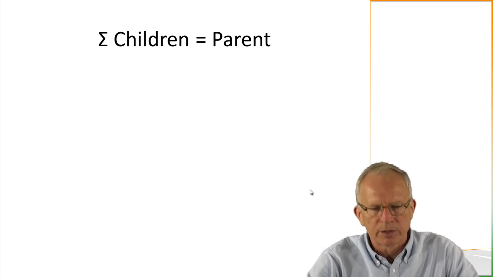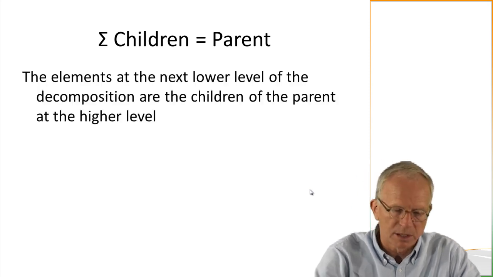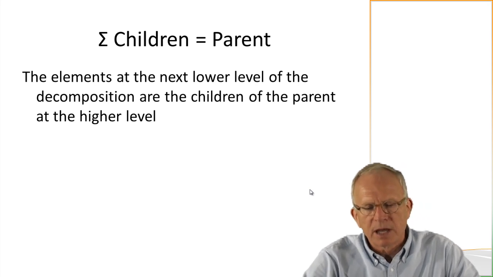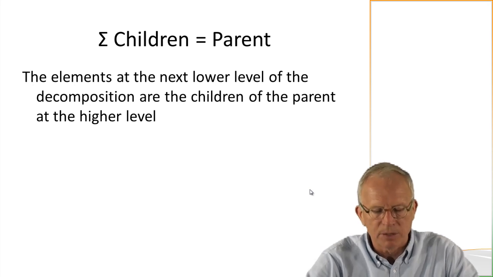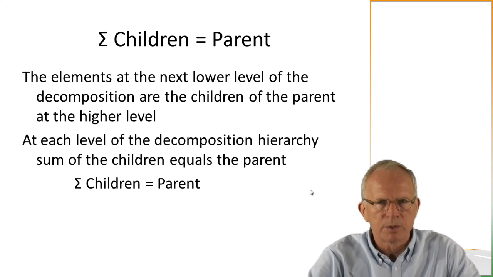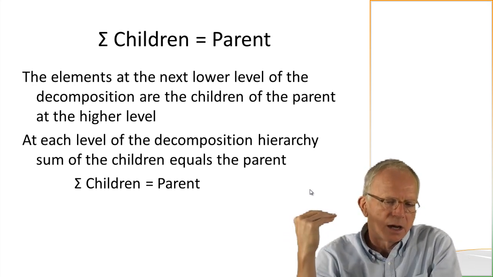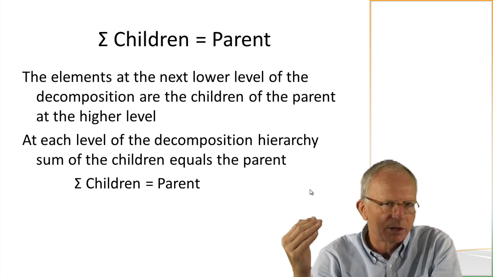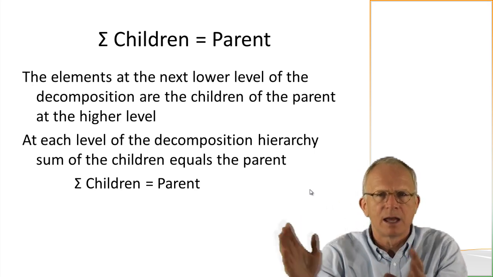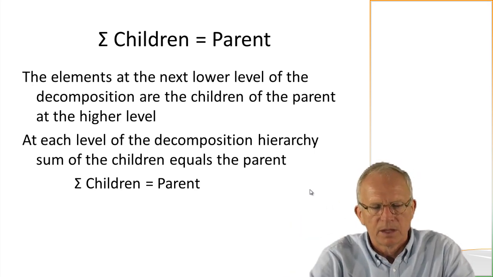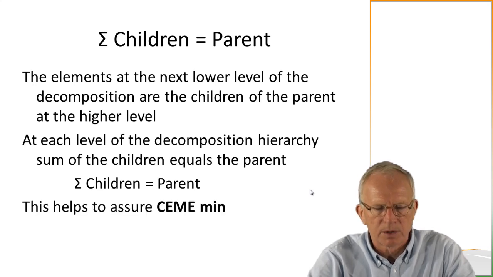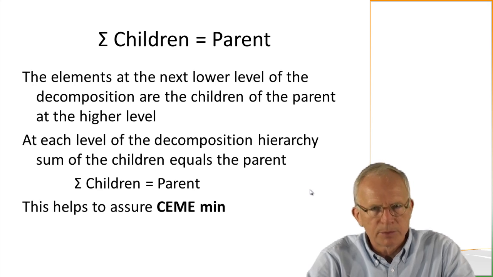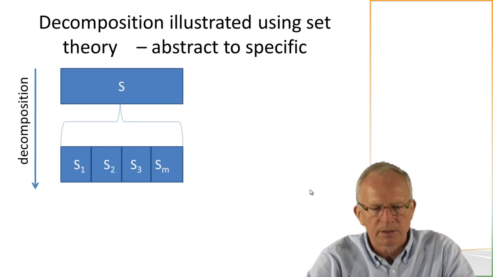All right, so here's another way of saying CME-min. The sum of the children has to equal the parent. Now we'll be using this a lot. What this says is the elements at the next lower level of the decomposition are children of the parents at the higher level, and together they have to be equivalent to the parent, because all we're doing is taking the upper level abstract general solution and dividing that into different parts. So at each level of hierarchy, the sum of the children equals the parent. And this helps to assure the CME-min.